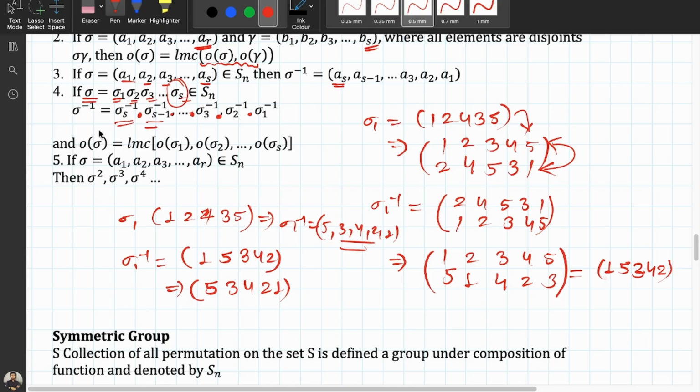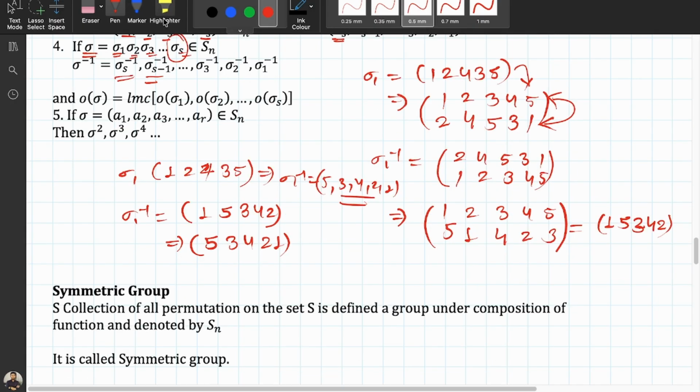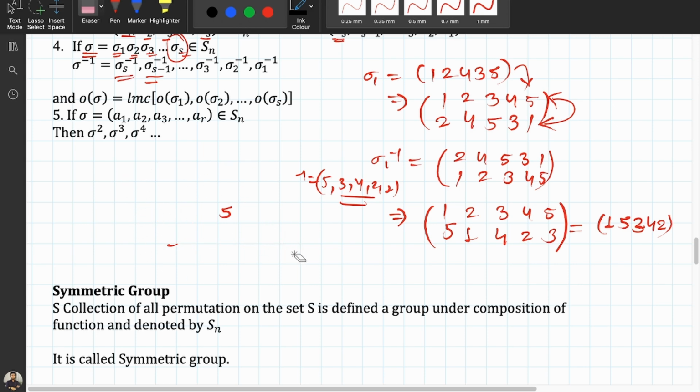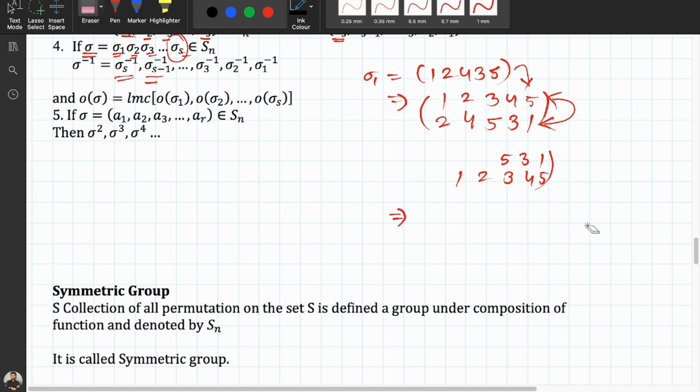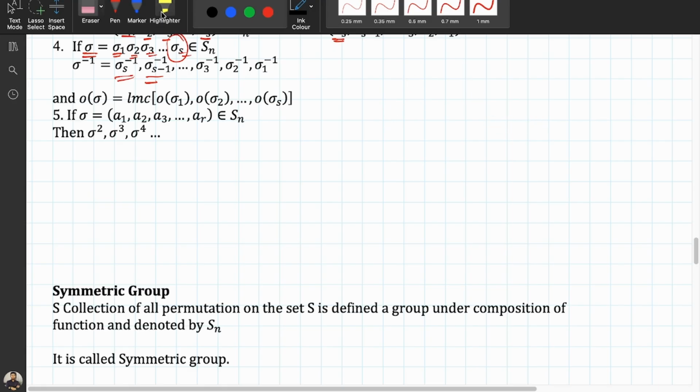Then one thing is there. If the cycles are disjoint, then what is the order of the product? It is the LCM of all these; whatever the order of sigma 1, sigma 2, you can take the LCM and you will get it. Now one more thing that I want to explain to you. This was the inverse. Now how will you find sigma square, sigma cube, sigma power 4? There is a trick. By multiplication you can find it; sigma 1 into sigma 1 you can easily find.